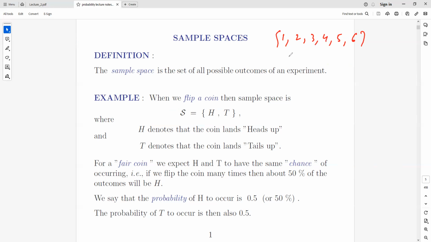So for a number, it is going to be 1/6, because we have six possible outcomes and we are interested in a number one, right? And similarly for two, it is also going to be 1/6, and for 3, 4, 5, 6, all of these, right?